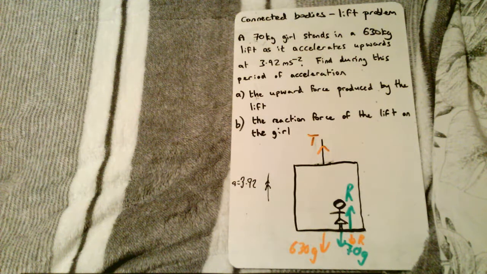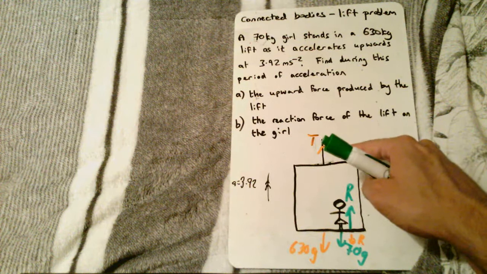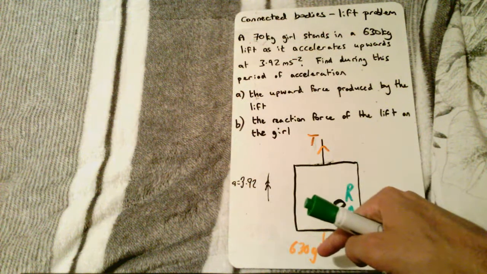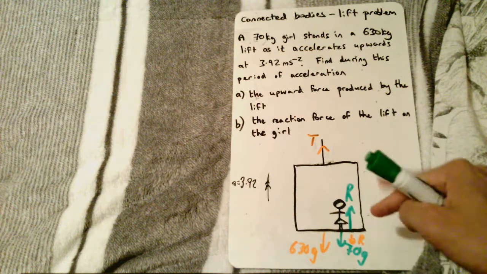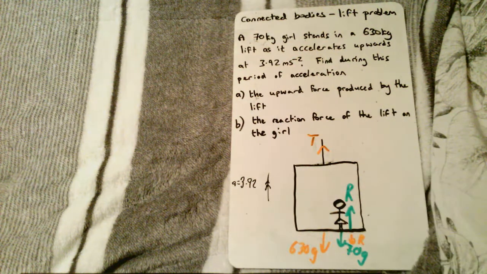So we look at the forces in this system. We have our tension in the cable, the weight of the lift over here, the weight of the girl, and we have these two reaction forces. One of the forces is the lift pushing onto the person, and there's an equal and opposite reaction force of the person pushing back onto the lift. Now, if this was a stationary lift, that value of R would equal the weight of the girl. They'd be equal to 70 G. So the lift would feel just the weight of the girl. But because there's an imbalance, because this is accelerating, that R value will change.